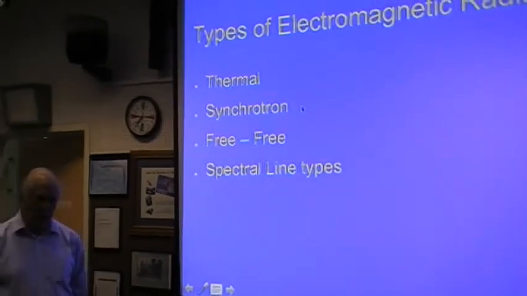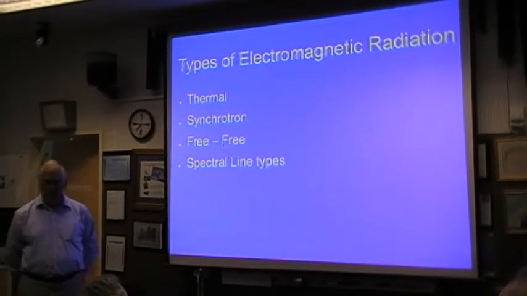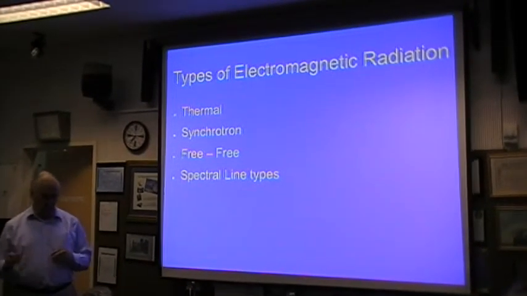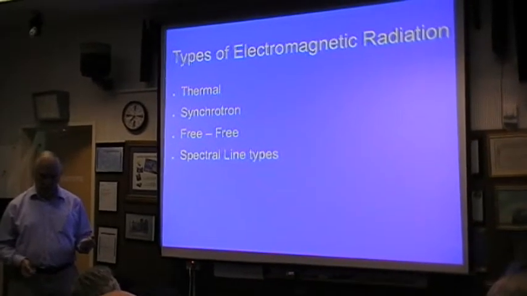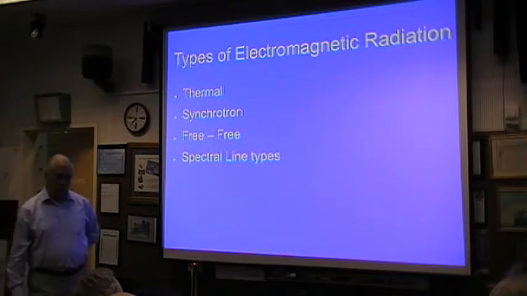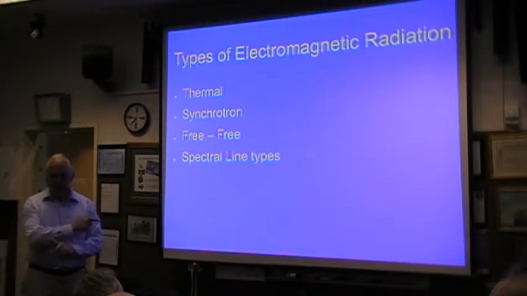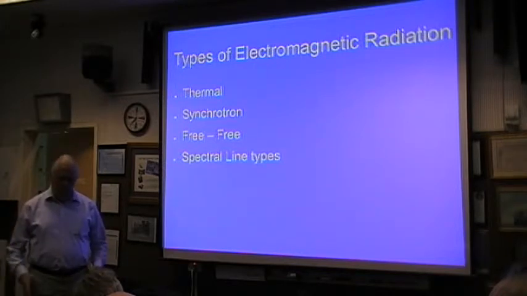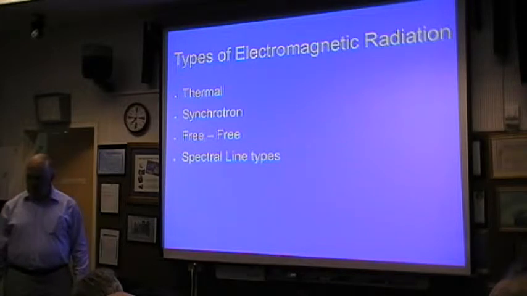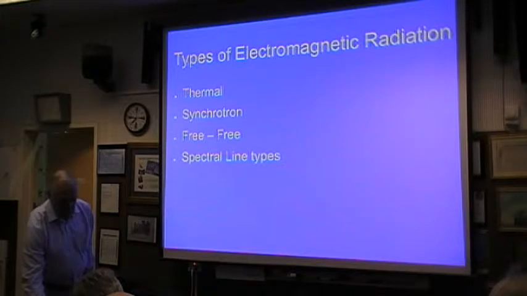Synchrotron is where electrons or charged particles are moving at speed in a magnetic field, and that causes them to spiral, and that causes acceleration and emission of radiation. Free-free is where there are charged particles moving at speed and interacting with one another without combining, and again they will be deflected as they pass each other, if you like, and that deflection is a form of acceleration and photons of energy are emitted. Finally, spectral lines, which we'll talk about a little bit more in a moment.